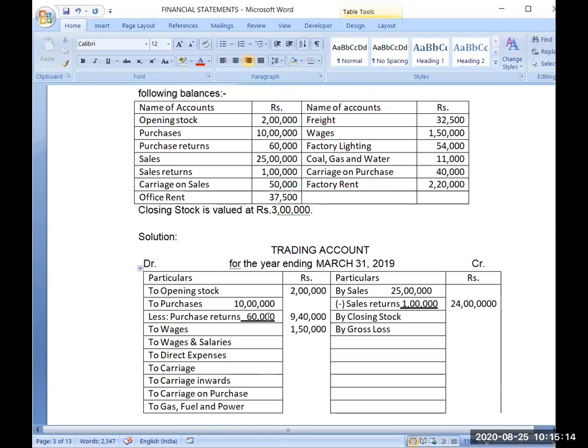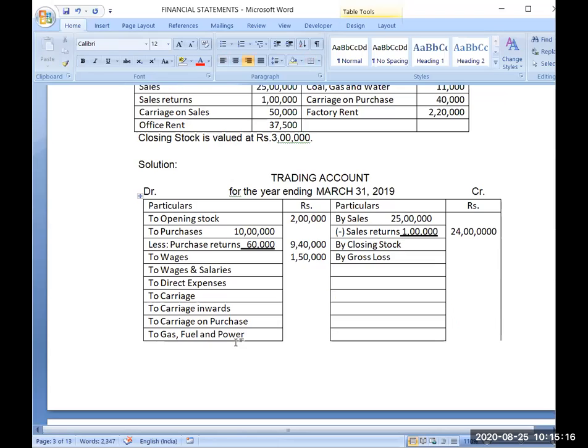Next is coal, gas and water. So this belongs to this category. This is also a fuel. Coal is also a fuel. Coal, gas and water.